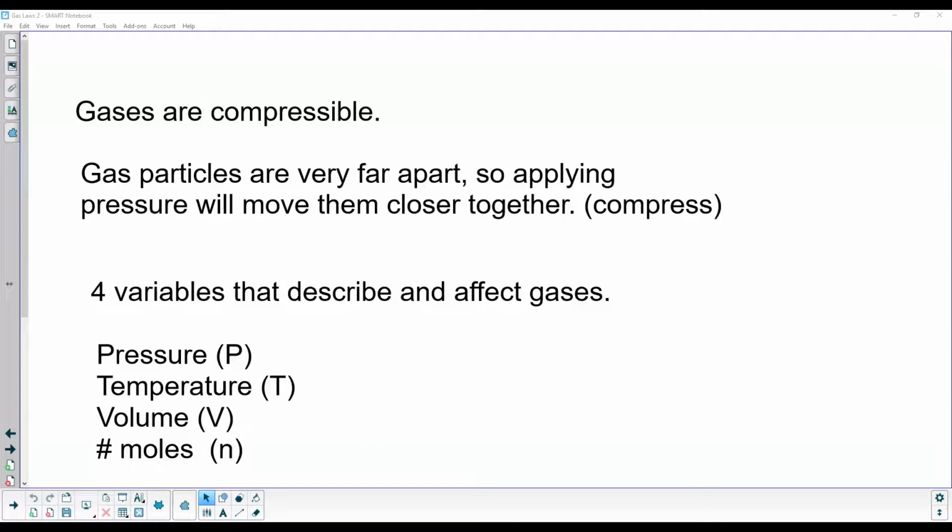We're going to be looking at this chapter. There are basically 4 variables that will describe and affect different properties of a gas. We're going to look at pressure, temperature, volume, and then number of moles. If we know these 4 things, we can tell a lot about different gases.